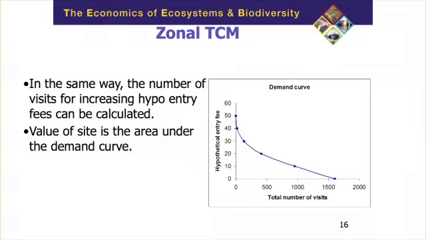And then we can do differential calculus to work out the area under there, and we can get the value. I think it's about £1,000 or something in this case. So you can work it out yourself. So that's very basic zonal travel cost, how you do it.